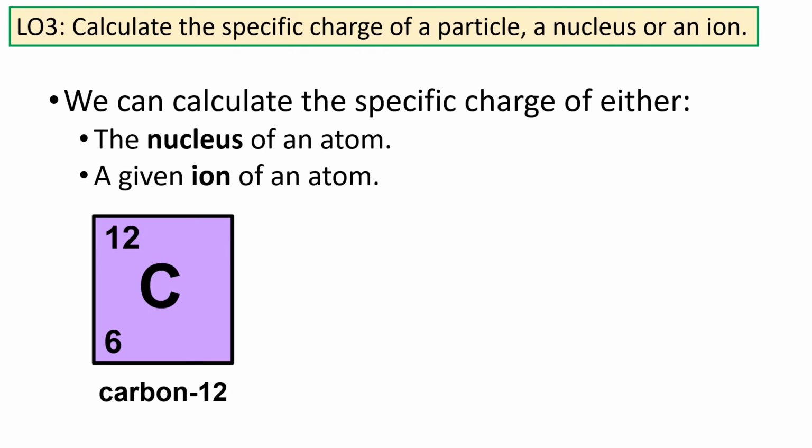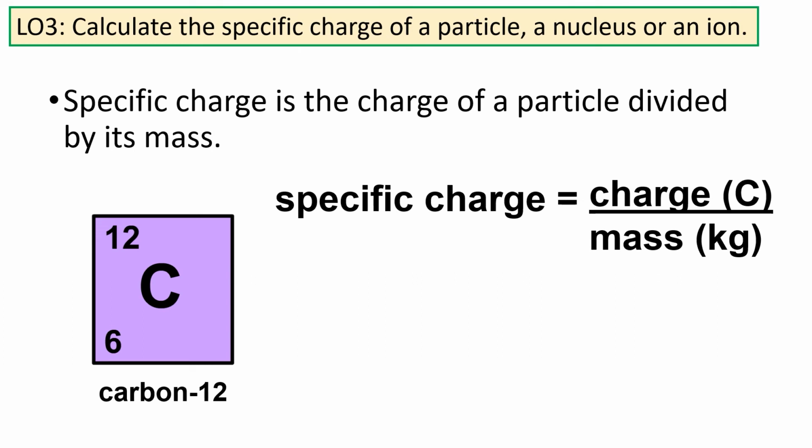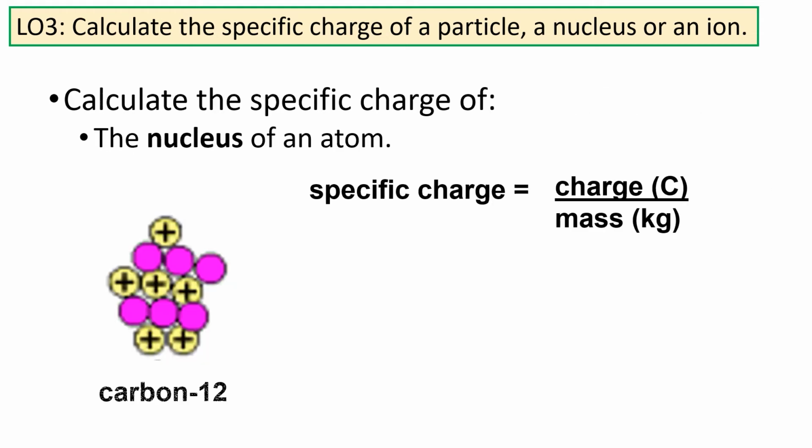Lastly today, we're going to calculate the specific charge of various particles. Primarily, we must be able to calculate the specific charge of a nucleus or an ion, and we'll go over each of these terms in turn. Firstly, specific charge is simply the ratio of the charge of a particle to its mass. Its units are coulombs per kilogram. This may be best understood through an example.